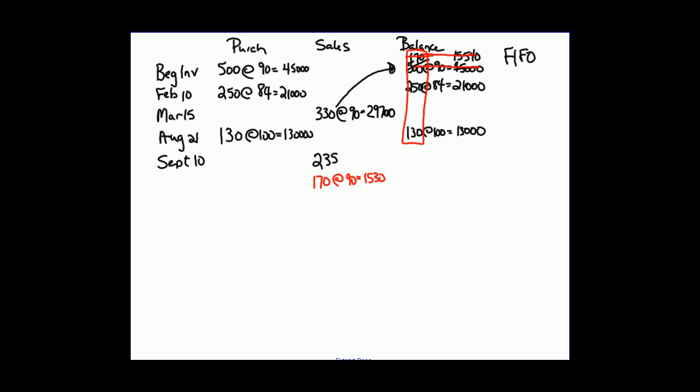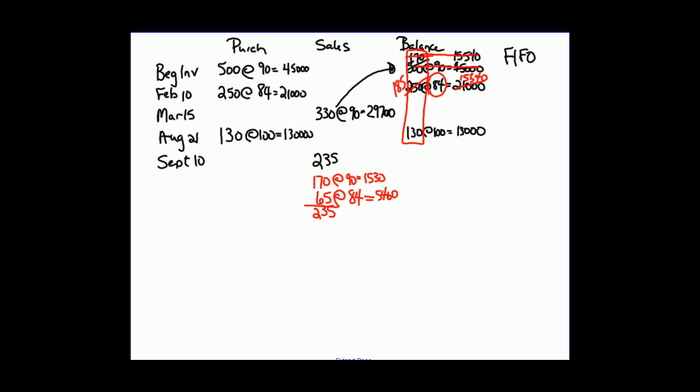And we have to take the rest of the units from the February 10th purchase. So we need 65 more units to add up to the 235 that we're selling. And those 65 units are going to have a price of $84 a piece. To update our balances, we know that we started off with 250 at $84 a piece. We just sold 65 of them, so we have 185 of these units left with a new cost of $15,540, and we still have the 130 units that we purchased at a cost of $100 per unit.